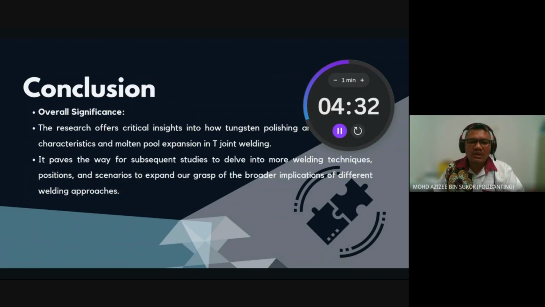In conclusion, this experimental investigation sheds light on the influence of tungsten polishing angle on arc characteristics and molten pool expansion in T-joint welding. The study provides valuable insight into the relationship between tungsten angle and welding performance. Future research can build upon these findings by exploring additional welding techniques, positions, and scenarios to further enhance our understanding of the broader application of different welding methods.